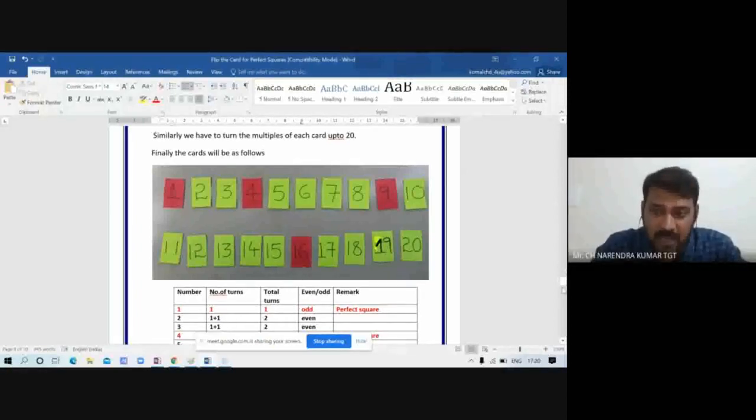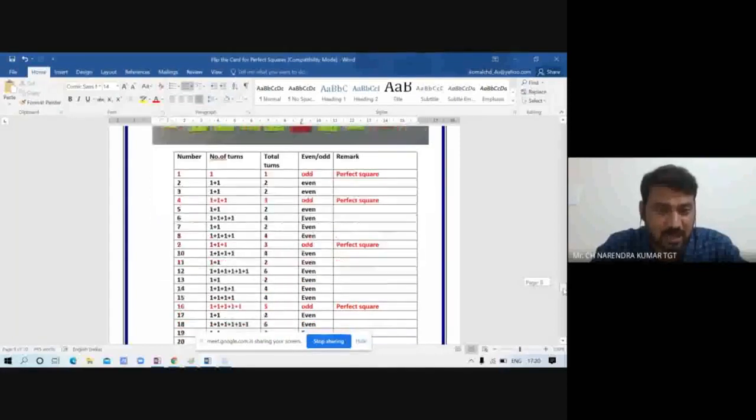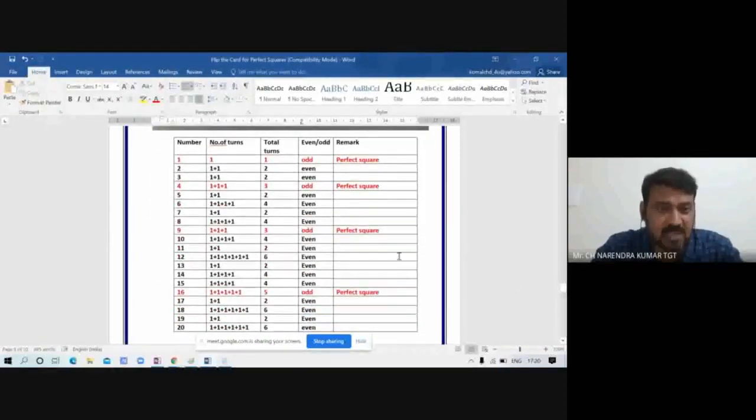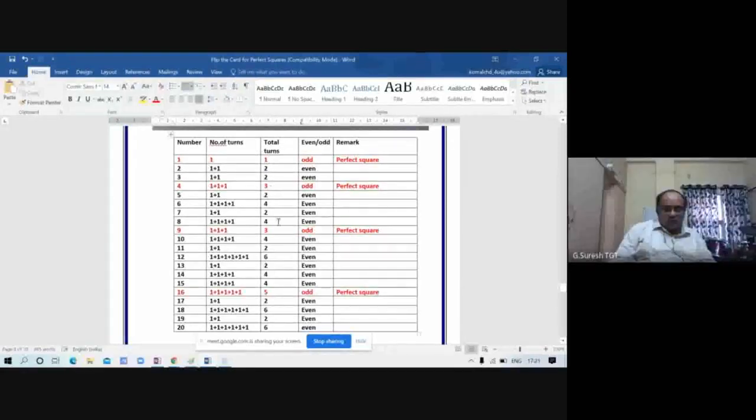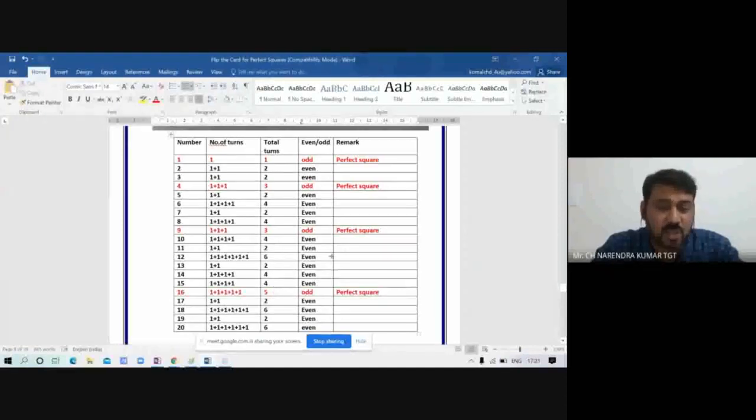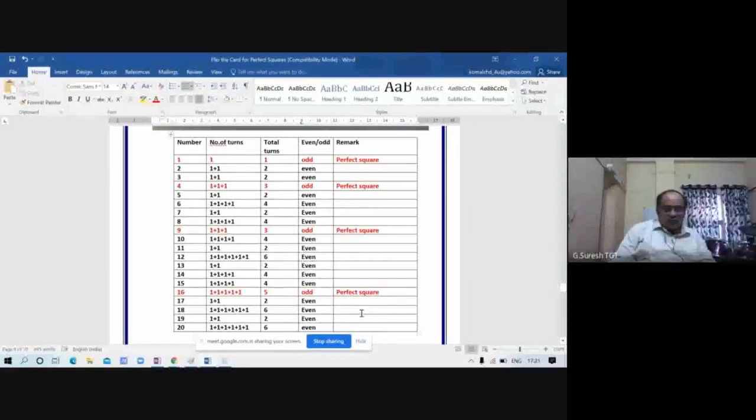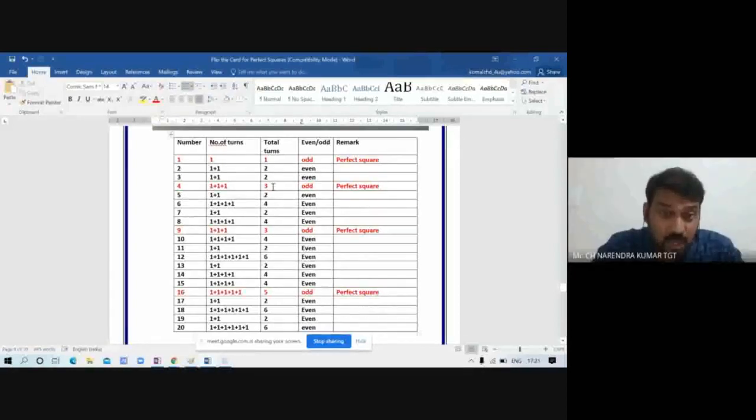And when you continue noting down the number of turns here, if you observe this table, you see in red color we have odd numbers. Number of turns odd: 1, 3, 3, 5. So which numbers are getting an odd number of turns? Only perfect square numbers are getting an odd number of turns. Which numbers are getting only 2 turns? Prime numbers are getting only 2 turns.